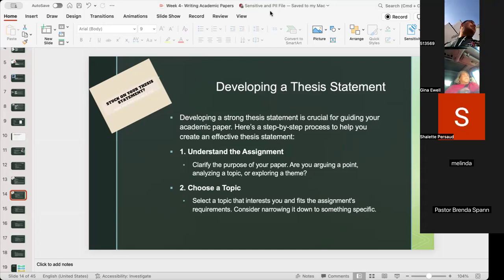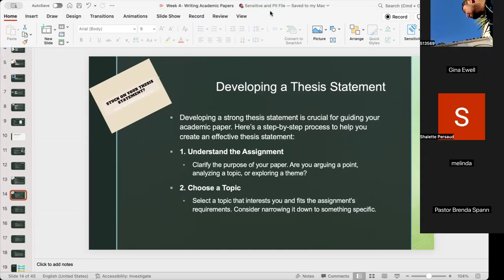Then the next thing, you're going to choose a topic, and I've pretty much chosen the topic for you. You're going to be writing about a biblical leader, and someone that interests you or that you think just did some amazing things or said some amazing things in his or her biblical time. And so you're going to select that topic, and then you're going to start thinking about it. How can I narrow that topic down into something a little bit more specific?